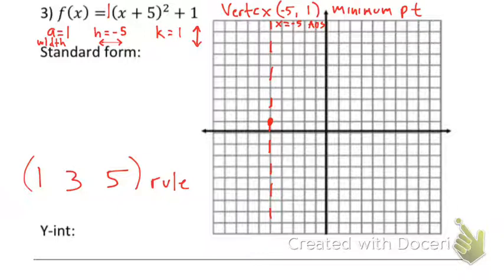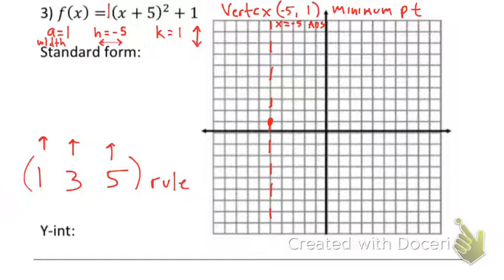All right. So now let's use the 1, 3, 5 rule to graph, and then we'll come back and do standard form. Okay? So what the 1, 3, 5 rule says is every time I go over 1, I'm going to go up 1. So over 1, up 1. When I go over 1 again, I'm going to go now up 3. Over again, I'm going to go up 5. Okay? So the 1, 3, 5 rule, which is explained in the video, is how much you go up as you go one movement to the right.